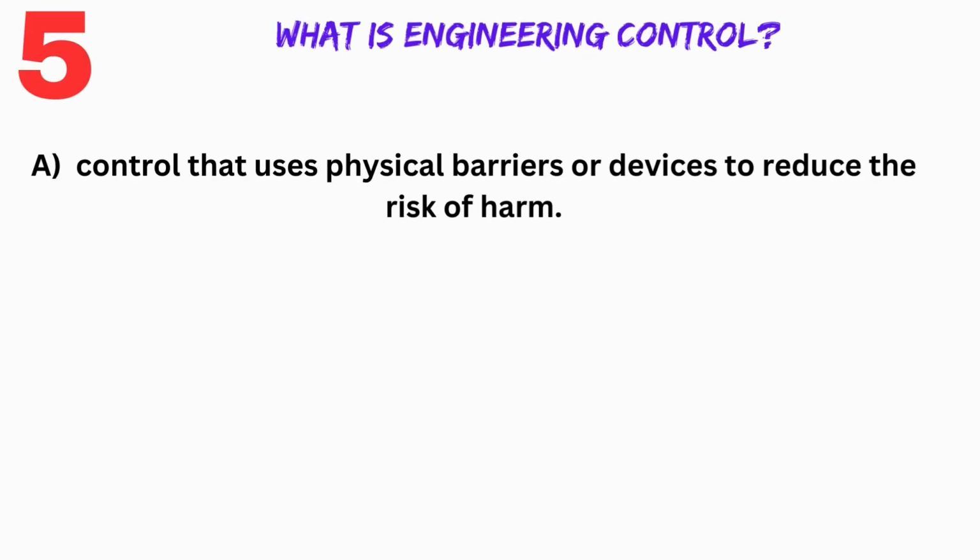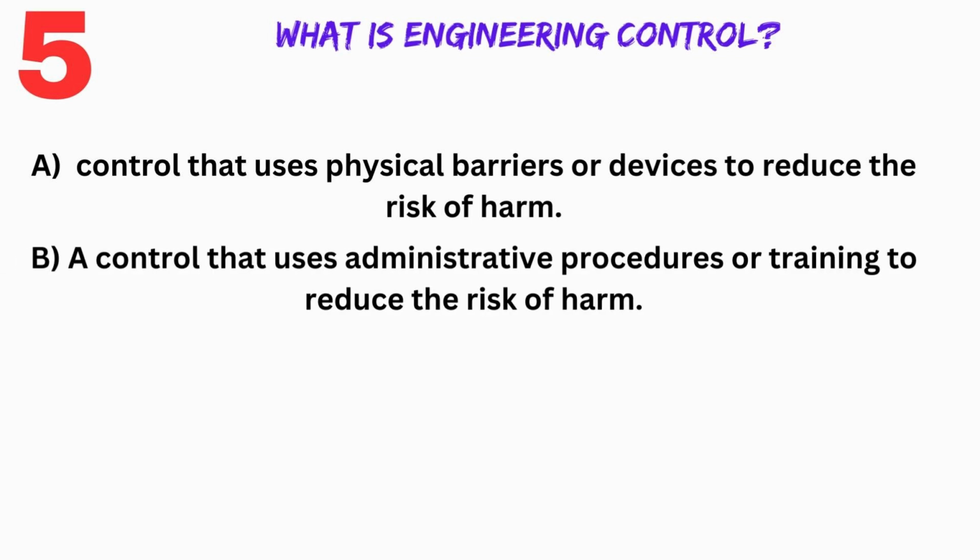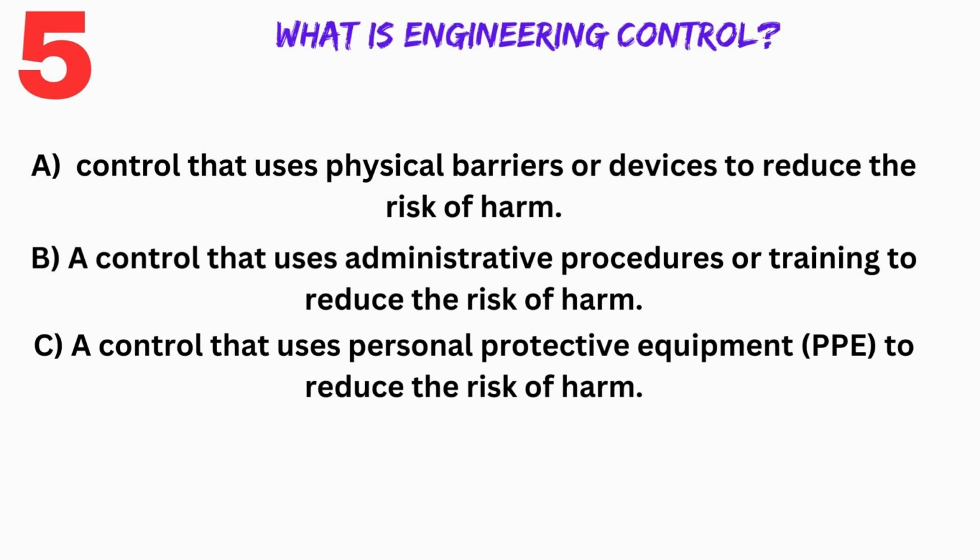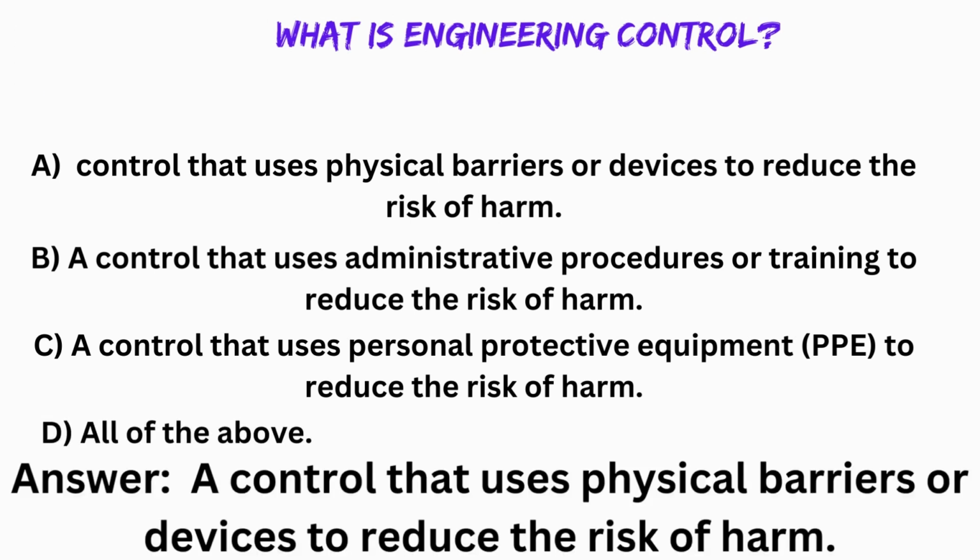Question 5. What is engineering control? A. A control that uses physical barriers or devices to reduce the risk of harm. B. A control that uses administrative procedures or training to reduce the risk of harm. C. A control that uses personal protective equipment, PPE, to reduce the risk of harm. D. All of the above. Answer: A. A control that uses physical barriers or devices to reduce the risk of harm.